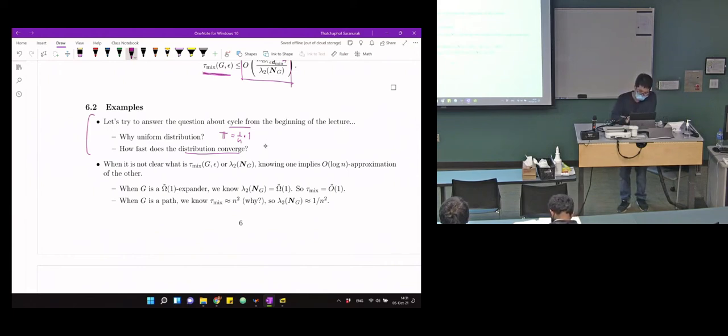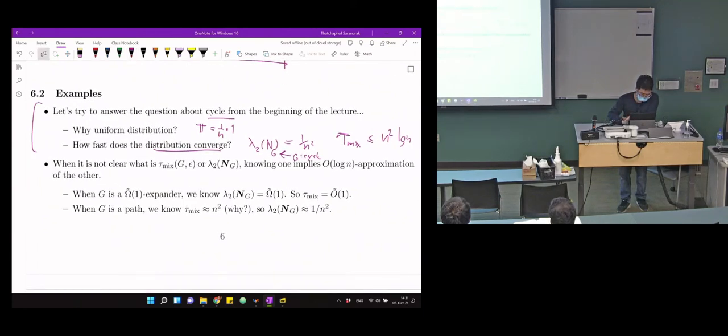Well, I didn't prove this, but when G is a cycle, lambda 2 is 1 over n squared. So it means that tau mix is going to be at most something like n squared log n. And when it is not clear which of these it is, knowing one implies the other.